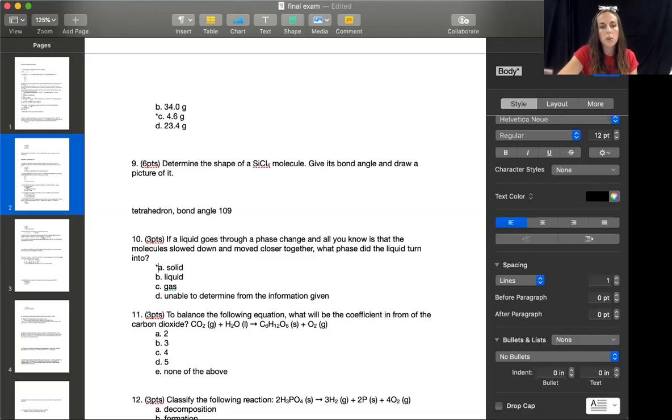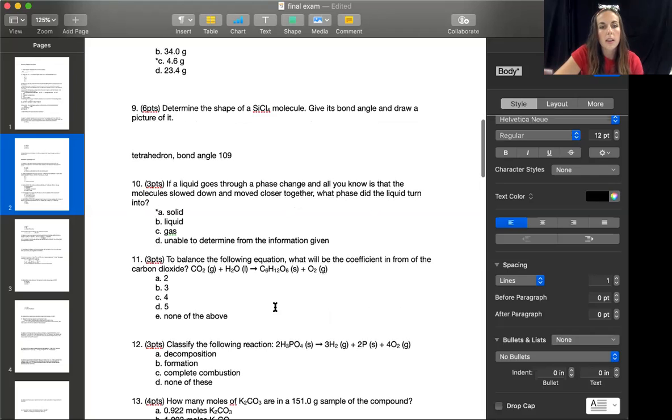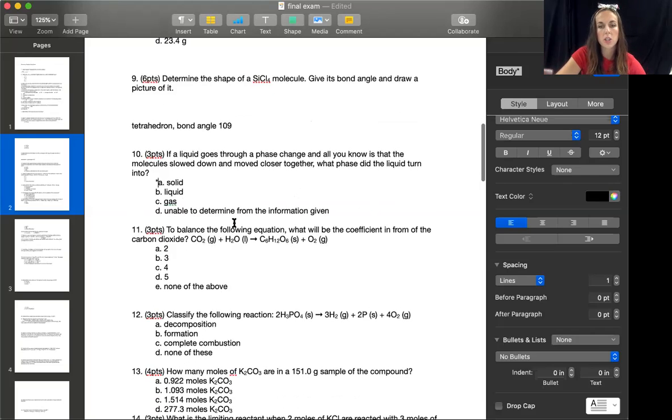All right, next one says, to balance the following equation, what will be the coefficient in front of the carbon dioxide? So first I need to know which one carbon dioxide is. CO2 is carbon dioxide, carbon, oxygen with a subscript of 2. All right, so we need to balance it. You could do your little table that we did before. That's going to be hard to do right there. So let me do it here.